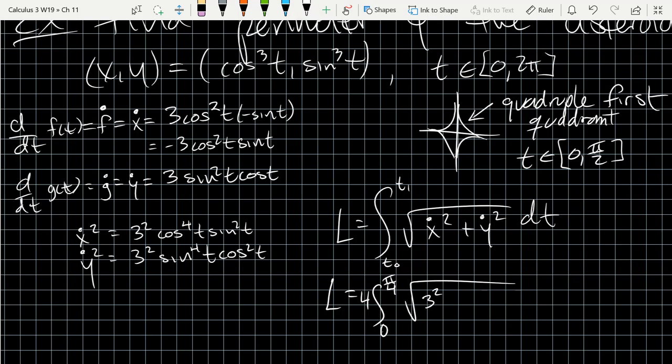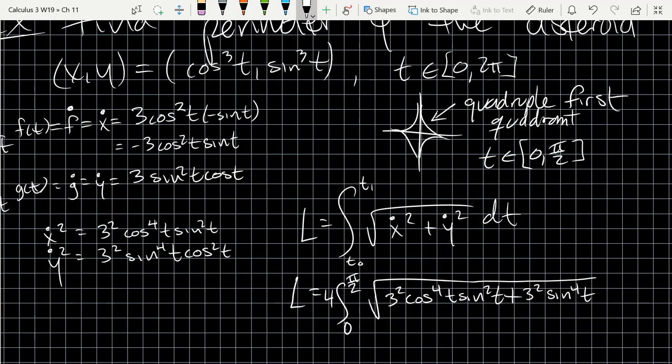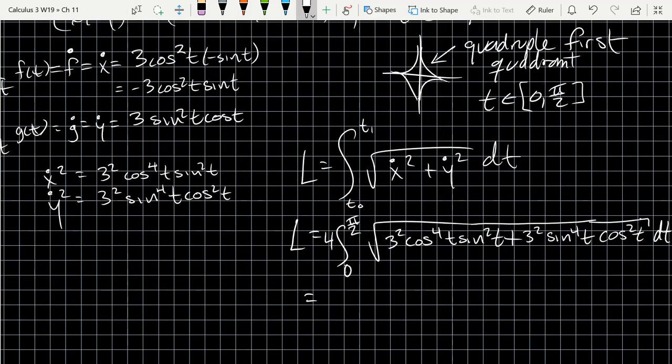Oh yeah, that should definitely be pi over 2. I'm not going to 2 pi, I'm going to pi over 2. So we've got to quadruple.